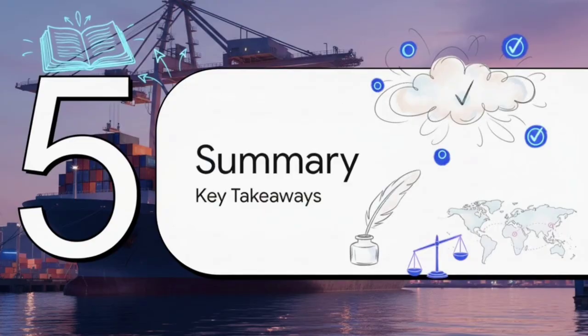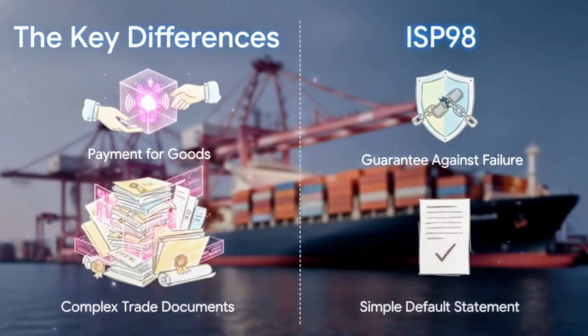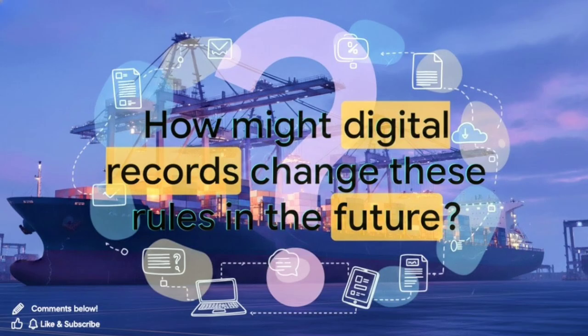All right, we have covered a lot of important details here, so let's just take a moment to boil it all down to the most important takeaways. If you remember nothing else, remember this. UCP 600 is for commercial LCs, and it's about payment for goods, which requires complex trade documents. ISP98 is for standby LCs, and it's a guarantee against failure, which only requires a simple statement of default. Payment versus guarantee. Complex versus simple. That is the fundamental difference.